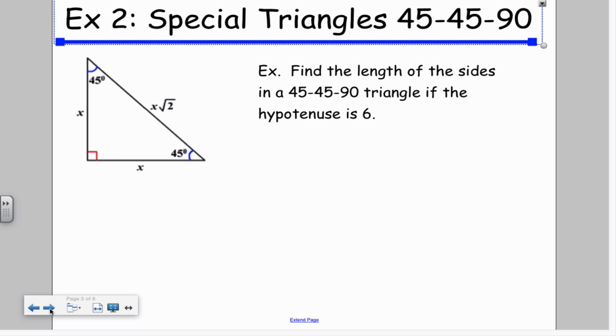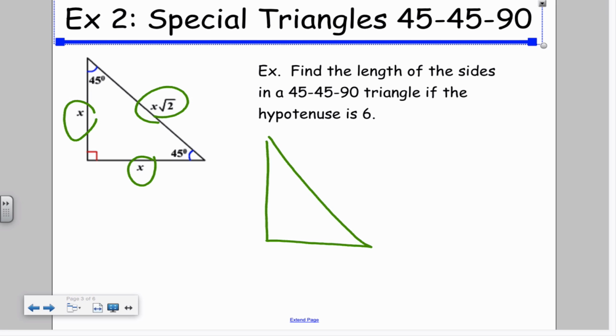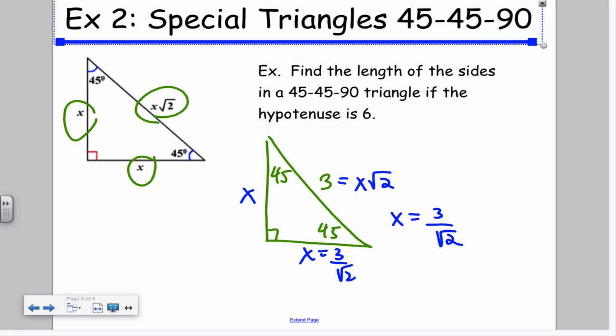Let's look at example 2, 45-45-90 triangles. The sides here are always x, x, and the hypotenuse is always x root 2. So let's do an example. Let's say I have a 45-45-90, and let's say the hypotenuse is 3. Well, we know that the 3 is equal to x root 2, and we need to find the corresponding sides, the x's. So we're going to say x equals 3 divided by root 2. And there you go, we solved the triangle.